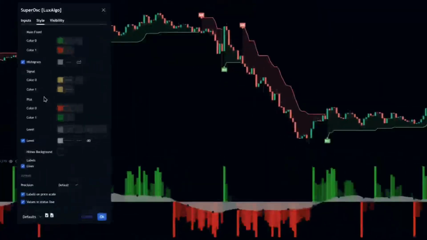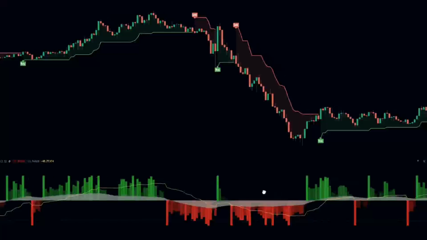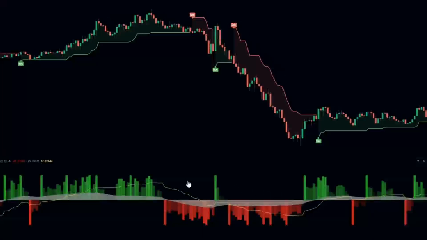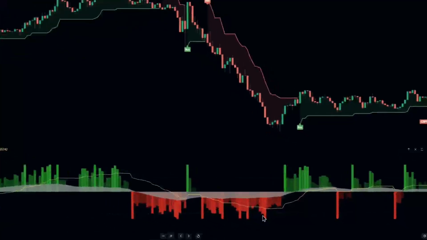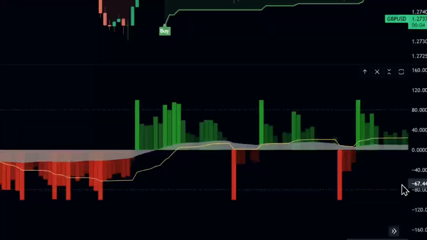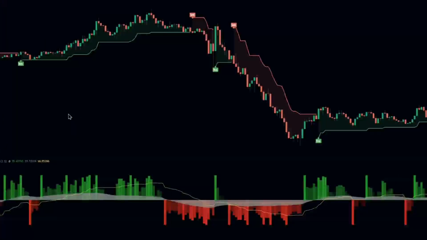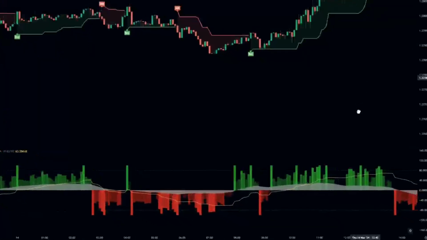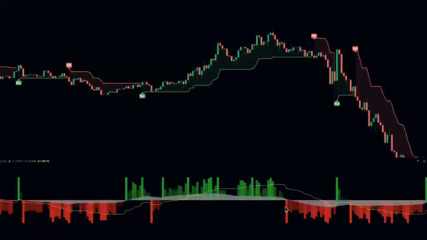If we enable all the indicator features at once, this is what it looks like. There's also an upper extremity at the 80 level and a lower extremity at the minus 80 level. When the main oscillator moves above 80, it signals an extremely strong bullish trend. When it moves below minus 80, it indicates a strong bearish trend. Values near zero suggest weak trends, making those areas less ideal for taking positions.